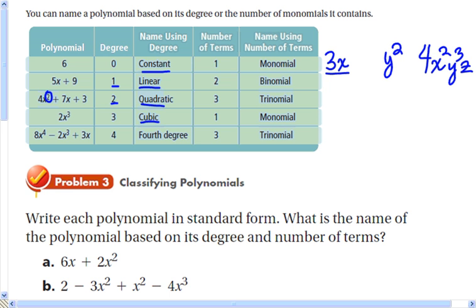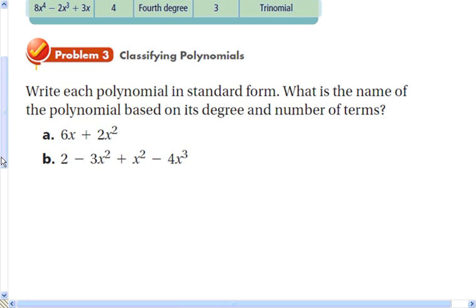Now, if you simplify it and you get it down to one term, then it's considered a monomial. If you get it down to 2 terms, then it's a binomial. And here are examples. If you simplify it and it simplifies to 3 terms, it's a trinomial. Other than that, we could call any of these polynomials.